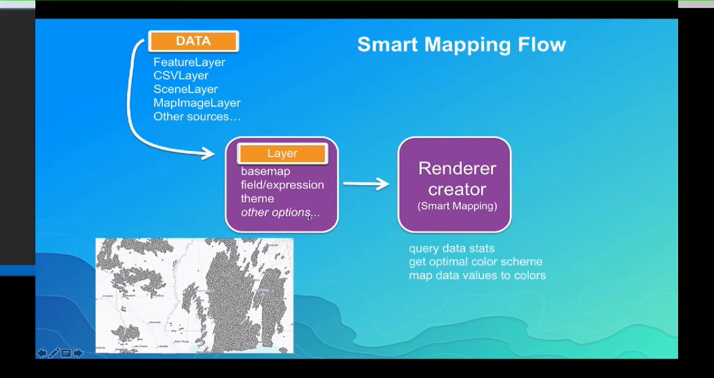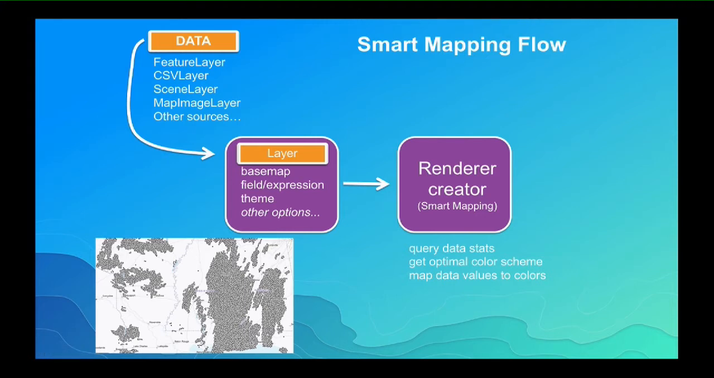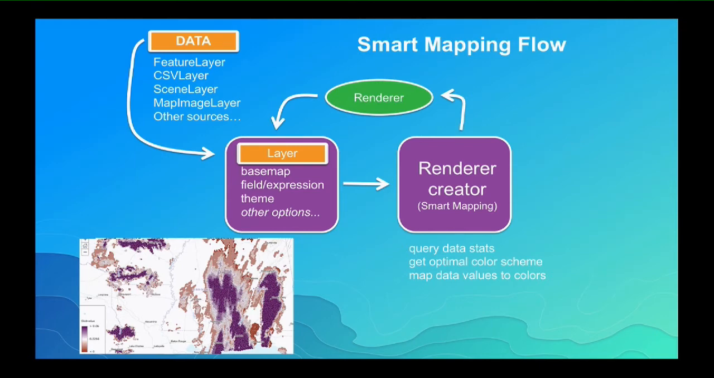And then, of course, a field name or arcade expression. We're not going to get too deep into arcade because we just don't have enough time. But you basically provide a field value, and then what the render creator will do is it will query for the stats on the server, and then it will take a look, get that optimal color scheme based solely on the base map, and then it will map those data values to your colors. So it generates a renderer, and then you can take that render object and apply it back onto your layer.